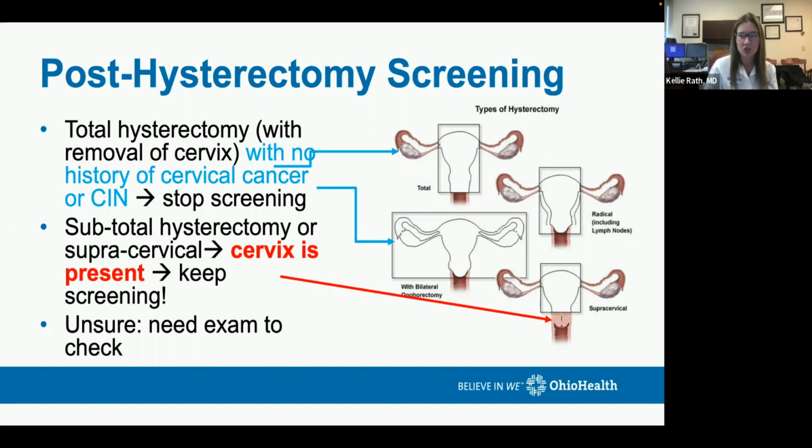Some patients may not be sure if the cervix has been removed or not removed, and in those patients, an examination is necessary to evaluate if the cervix is present.